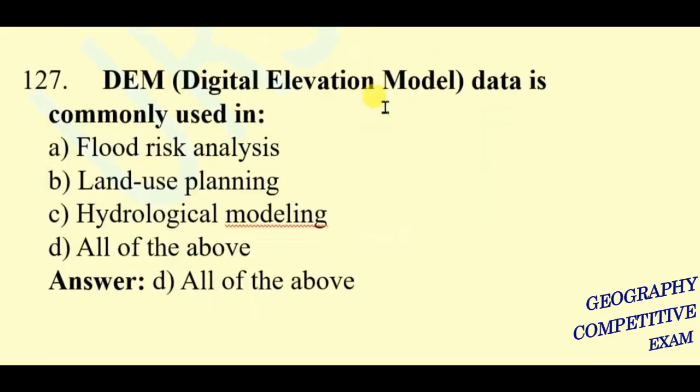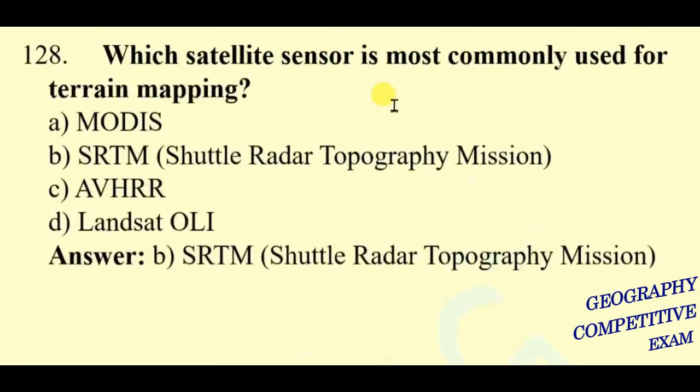Question 127. DEM means digital elevation model. Data is commonly used in flood risk analysis, land use planning, hydrological modeling, all of the above. Here the right answer will be all of the above, meaning flood risk mapping and analysis, land use planning, and hydrological modeling.